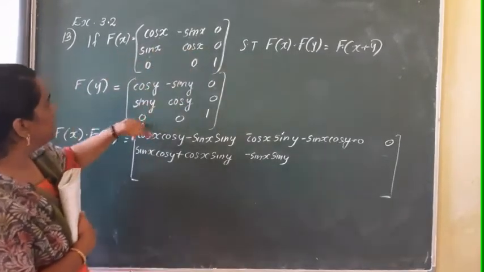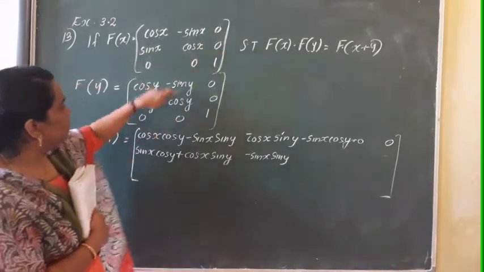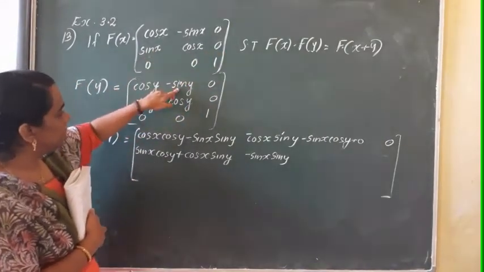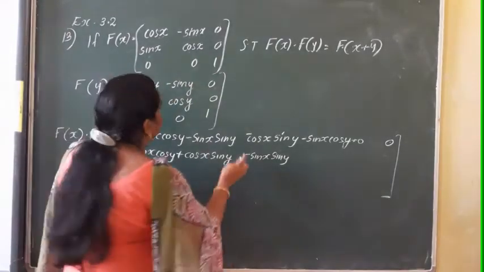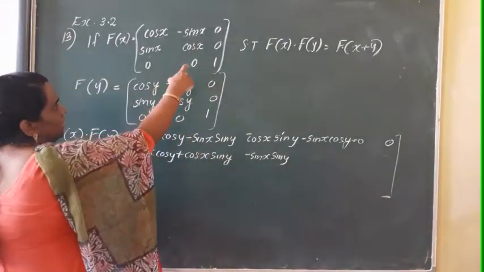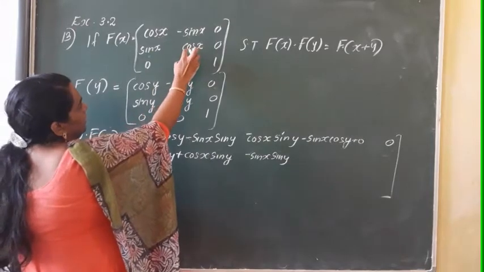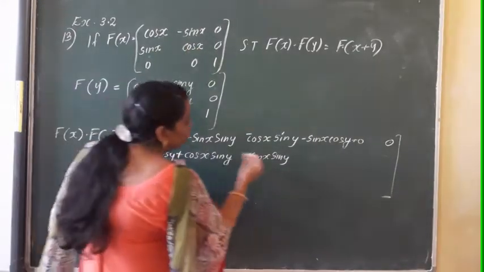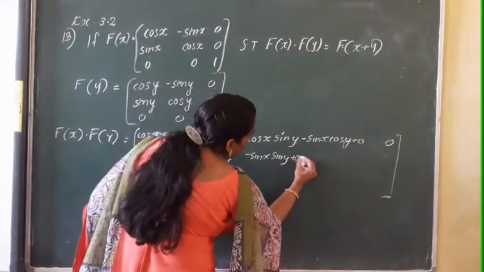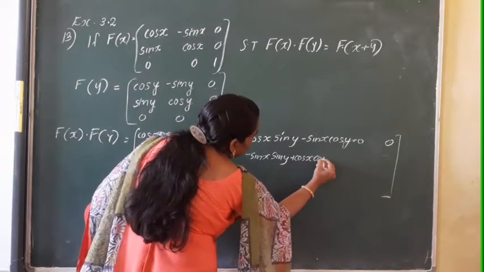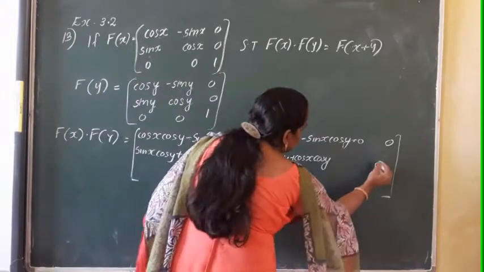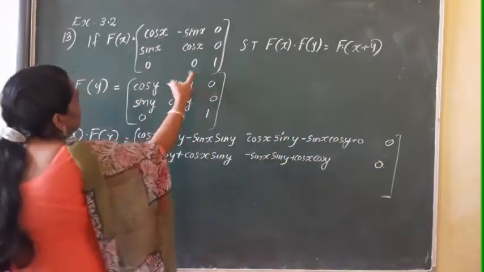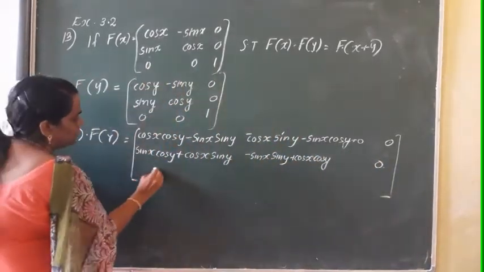0 into 1. Then second row, second column. Sin x into minus sin y. Isn't it? Sin x into minus sin y. Then next element, how to get the next? That is cos x into cos y, plus cos x into cos y, cos x into cos y. Next is 0. And now last. 0 into any number? 0.